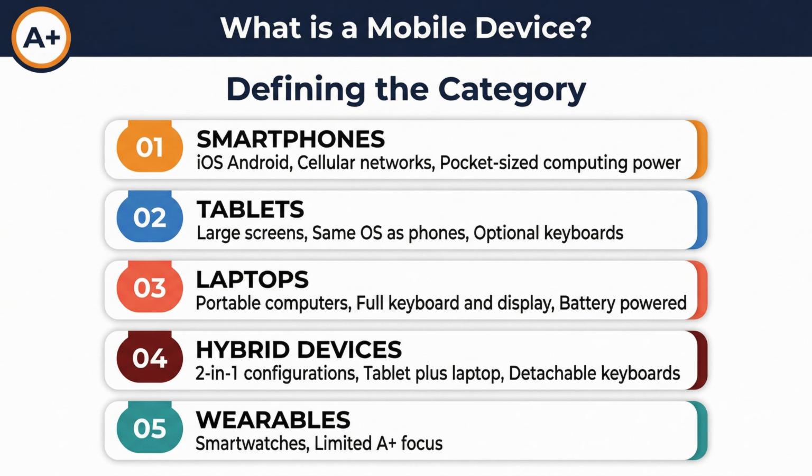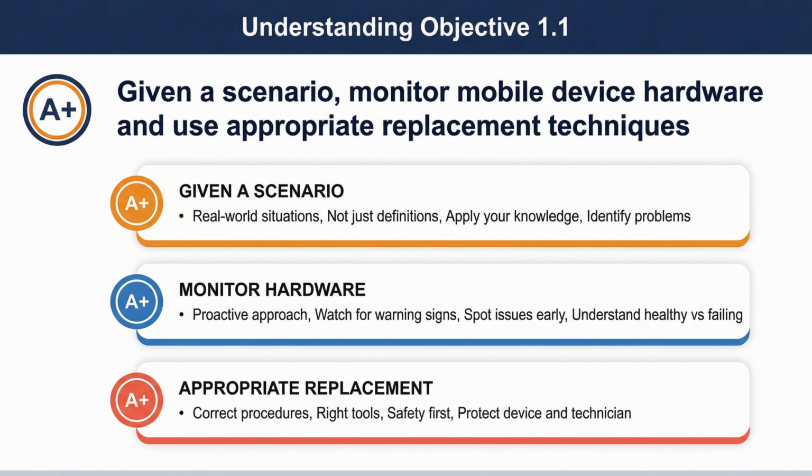Some components, like the battery and the camera, apply to all of these device types. Others, like the full keyboard assembly, are specific to laptops. I will always make it clear which devices we are talking about as we go through each component. Now let us look at Objective 1.1 directly. The official wording from CompTIA is this.